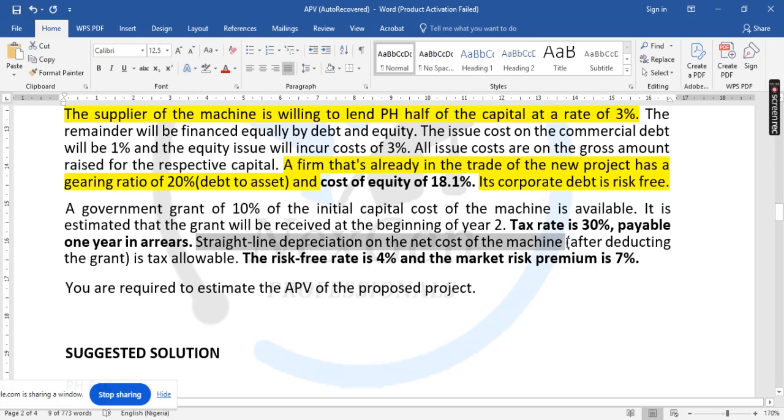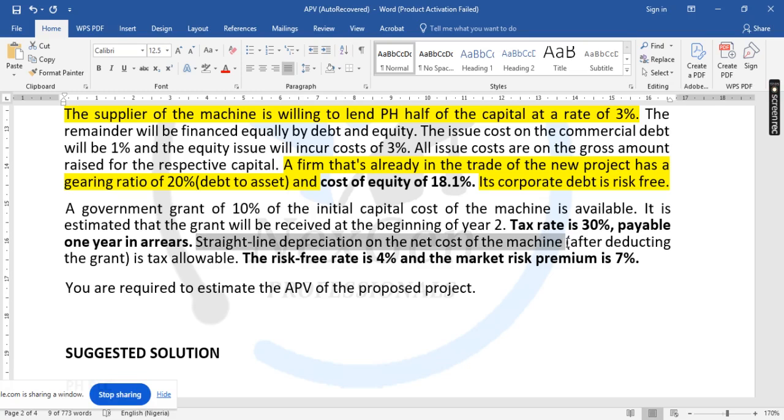Depreciation is not allowed. The cost of the machine is 600, and after deduction of the grant you get the net. It's on the straight line method. What is the straight line method? Cost divided by the number of years. Cost minus residual value, divided by the number of years, will give you the depreciation.